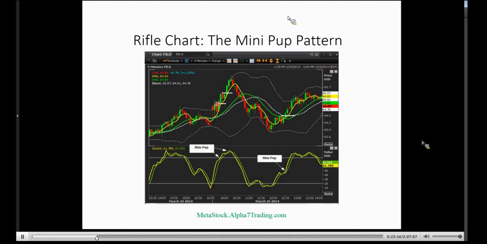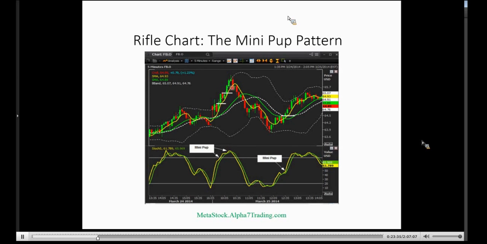Shorts cover, buyers coming off the fence, and then the stochastic stalls and then slopes up. And so you never get a cross down, you get a stall and then a head fake and a slope up. And that's what creates what I call a mini pup. When that mini pup forms, okay, you're going to get a squeeze and a grind.